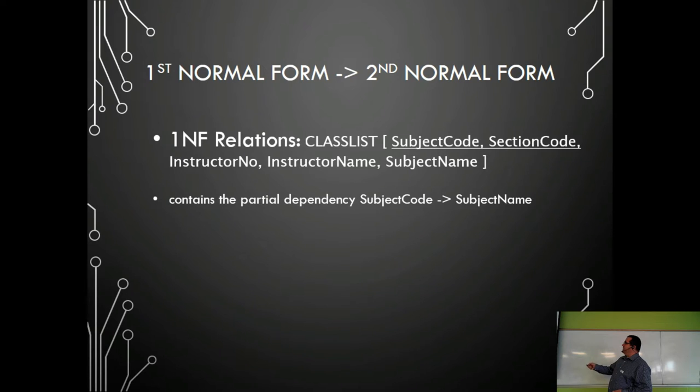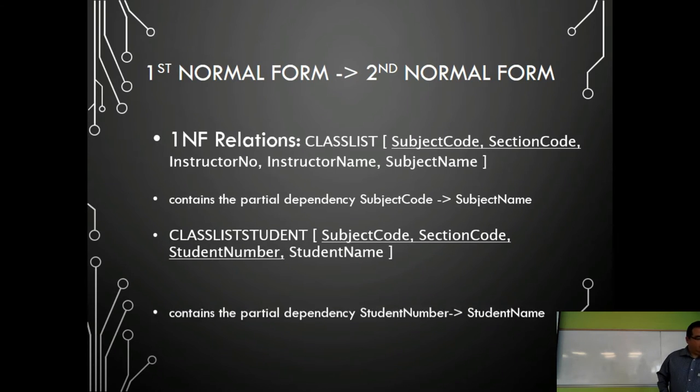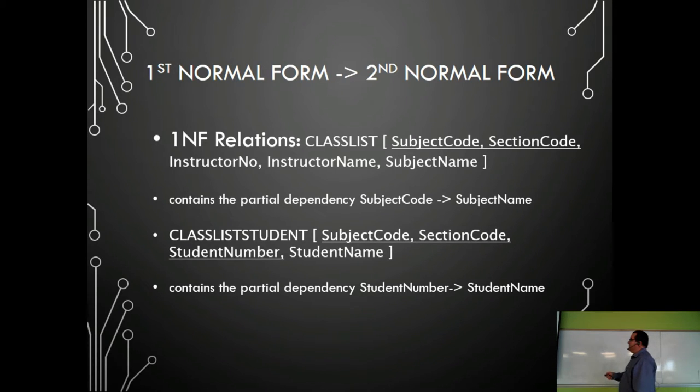Because then what happens is if you need to change this, you still have to go hunt for the entire primary key and bad things can happen. And the same thing applies to the student class list, where we had the student number and the student name. The student name depends on student number. It has nothing to do with the subject code or the section code at all. None whatsoever. Therefore, this is partially dependent on this, but not on the whole key.